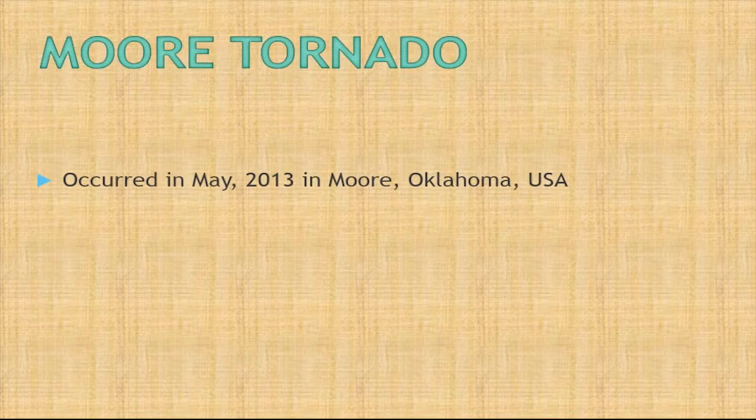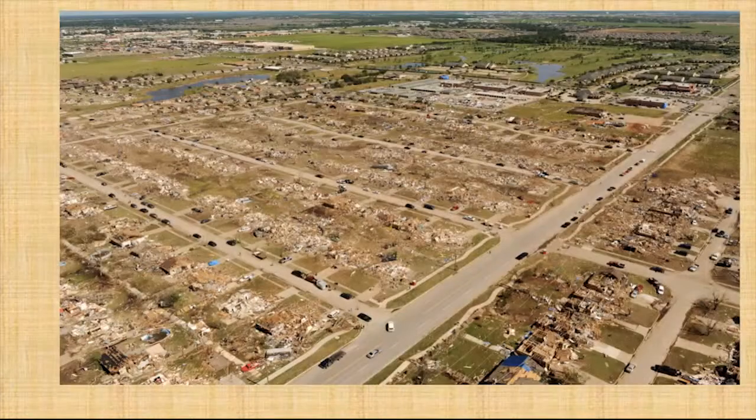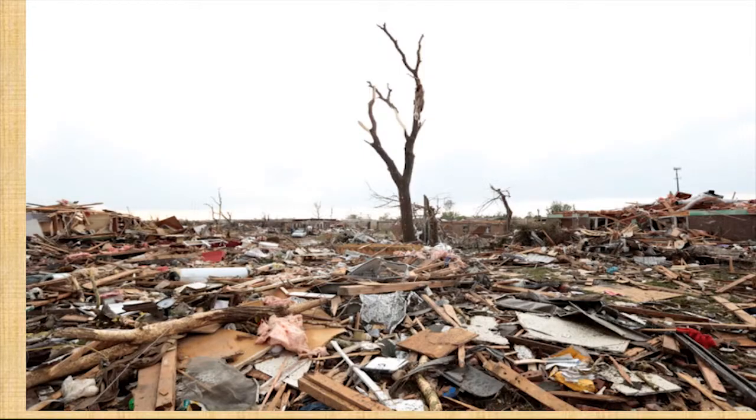Next is the Moore tornado. In May 2013, a tornado struck the town of Moore, Oklahoma, USA, with peak winds of 340 kilometers per hour. It killed 24 people and injured 377 others. An estimated 1,150 homes were destroyed, with $2 billion in damages.